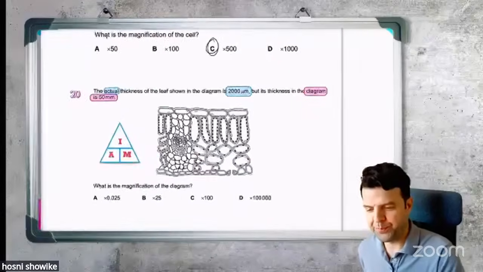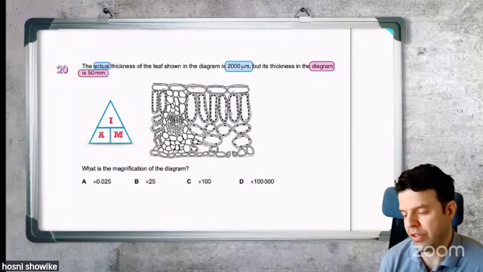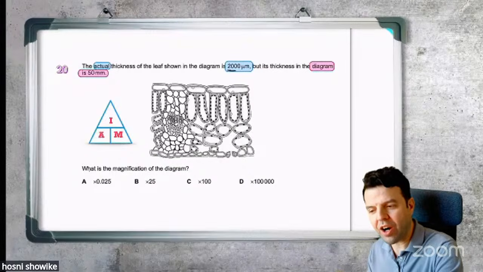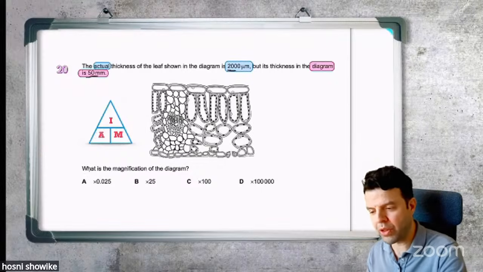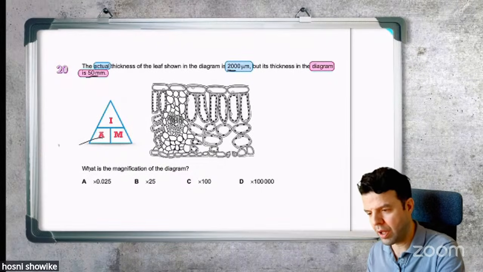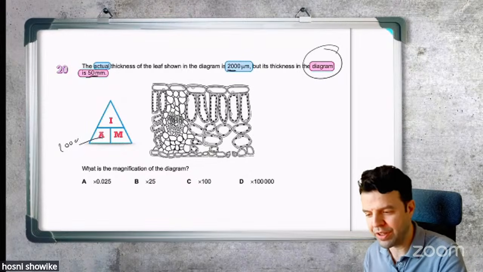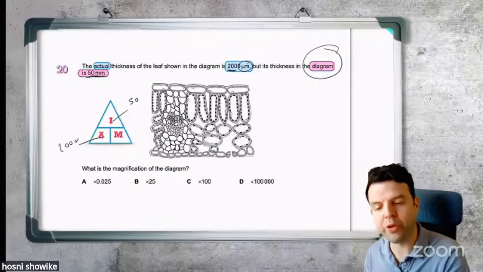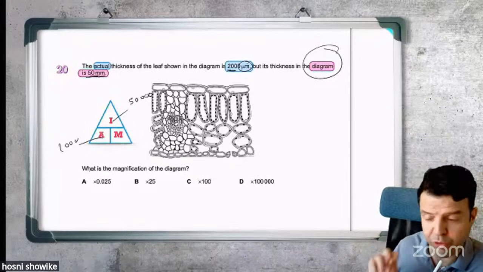20. What is the magnification of this diagram? I got 2,000. They got 50 millimeters here, and I want to find the magnification. So 2,000 is the actual. When they say diagram, obviously that's the image. That's 50 millimeter to micrometer, 50,000, right? So 50,000 divided by 2,000.